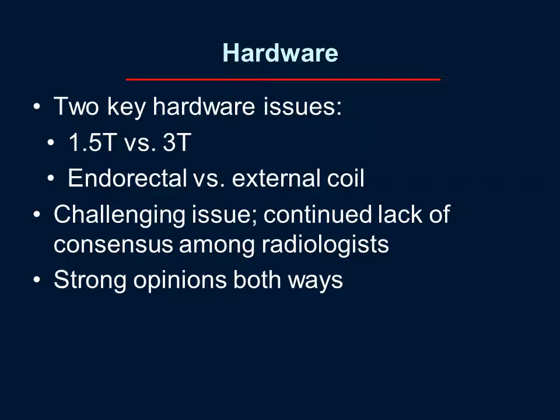To get into doing this in actual clinical practice, in terms of the details of clinical protocols and implementation, we'll start off by discussing hardware. There are really two key hardware issues: field strength, 1.5 versus 3T, as well as the coil selection, endorectal coil versus an external phased array. This is a challenging issue with a continued lack of consensus among radiologists, and strong opinions both ways.